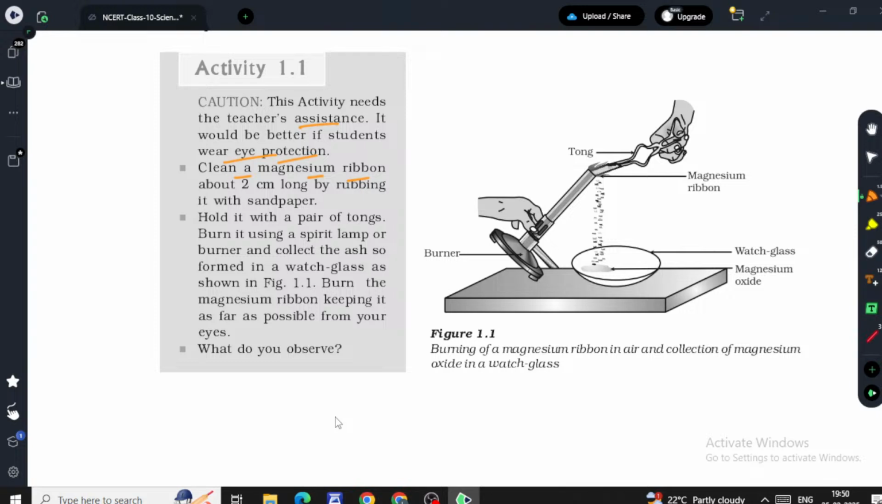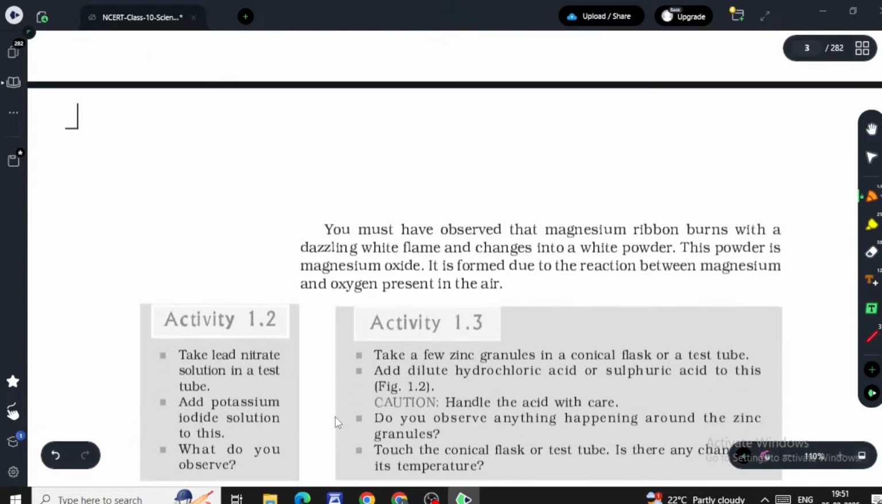What do we observe? Okay, this is the chemical reaction. Sorry, this is the diagram or picture of the reaction. Burning of magnesium ribbon in air and collection of magnesium oxide in a watch glass. This is the watch glass. This is magnesium oxide, collection of magnesium oxide. This is the burner and tongs. Okay, I will go to the next page.